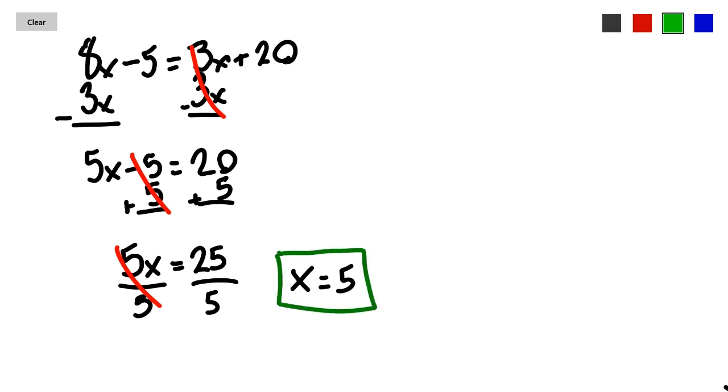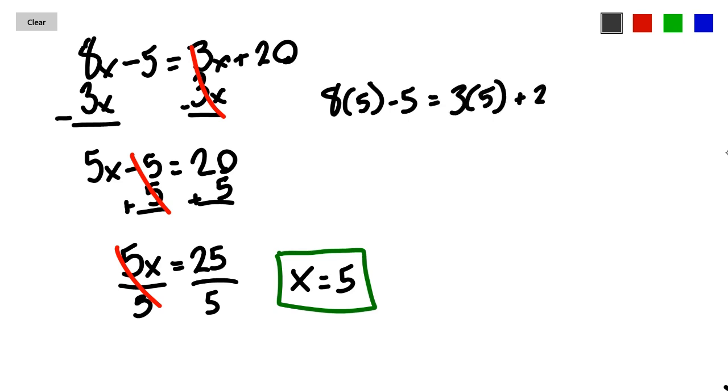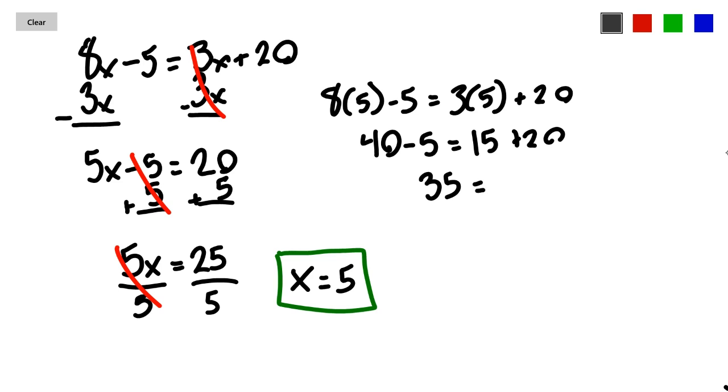If I were to plug 5 back into this equation, I have 8 times 5 minus 5 is equal to 3 times 5 plus 20. The way that you check and see if your x value is right is to plug it back into the original equation and see if it works out. So 8 times 5 is 40. 3 times 5 is 15. 40 minus 5 is 35. 15 plus 20 is also 35. So we have the same thing on either side, which tells us that this solution is correct.